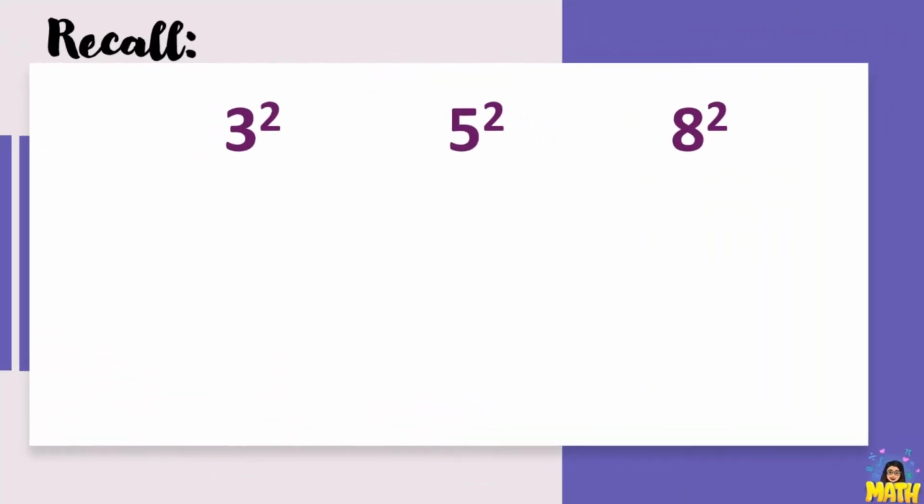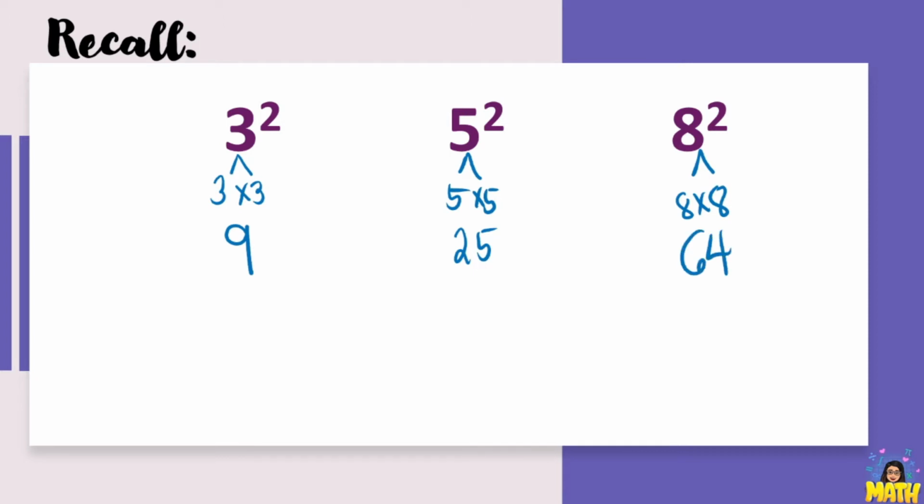Let's recall that the following numbers are in exponential form. 3 squared is equal to 3 times 3, which is equal to 9. 5 squared means 5 times 5, that is equal to 25. And 8 squared means 8 times 8, which is equal to 64.